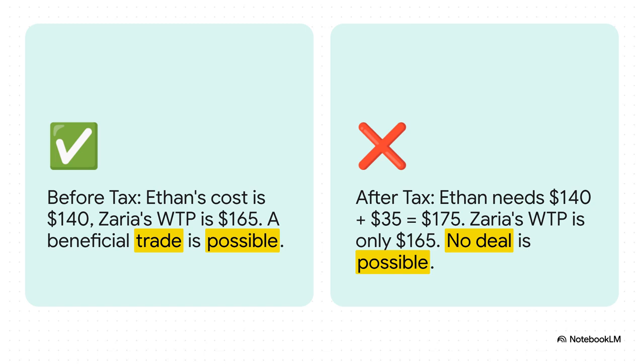Think about it. Ethan's cost is $140, plus he has to pay a $35 tax. So to even break even, he has to charge at least $175. But Zarya's absolute maximum price she's willing to pay is $165. See the problem? The tax has created this impossible gap. There is no price that works for both of them. So the deal is off.